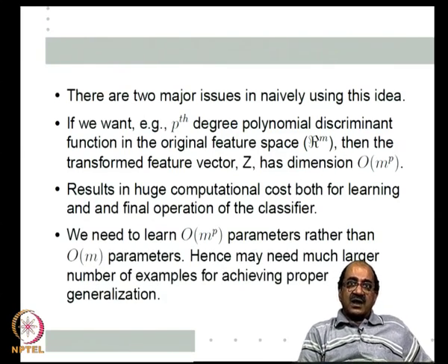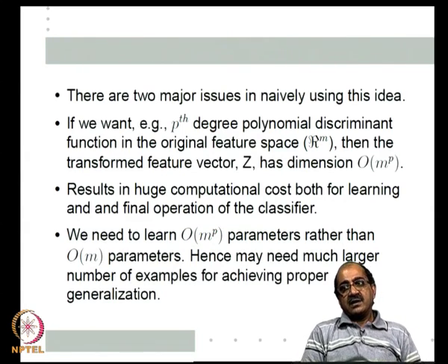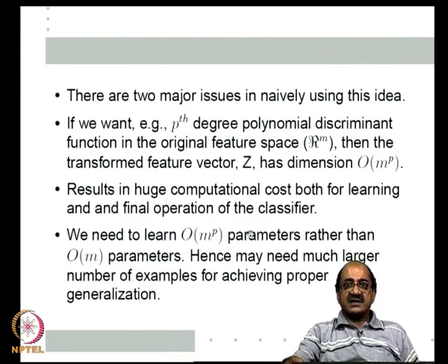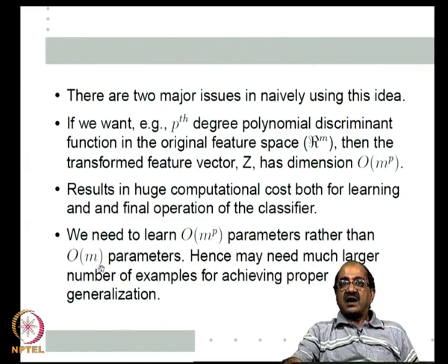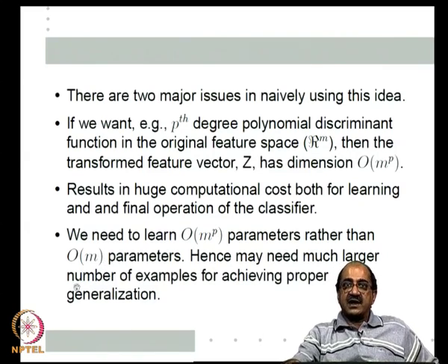Not only that, to learn the linear classifier in this new space, I have to learn order m power p parameters, right. W will be the same order as the feature vector. So, if I am learning a linear classifier in the z space, the W in that linear classifier should have the same dimension as the vector z. So, that means I have to learn order m power p parameters if I am learning a p degree polynomial in the original space. If I am learning a linear in the original space, I will learn only order m. That is, instead of learning 100 parameters for a hyperplane in the 100 dimensional feature space, I am learning a million parameters, because now my feature space has become a million dimensional.